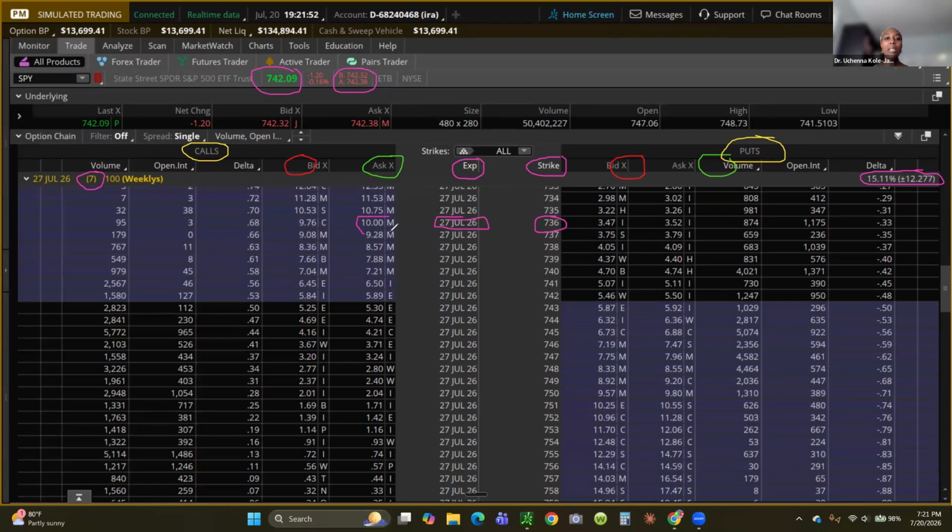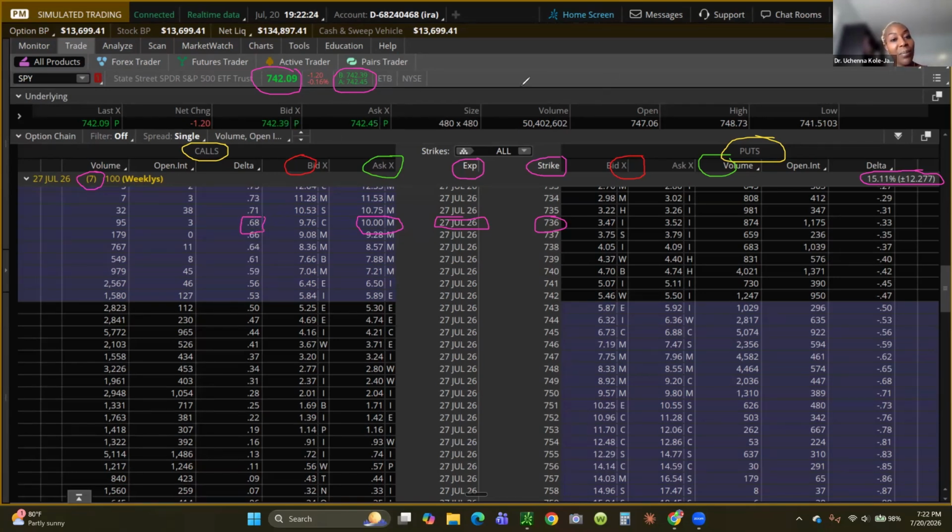It's going to cost me $1,000 to do that. And what exactly does that mean? So I bought the 736 strike. That means in order for my option to make money, with a $3 move, it's going to go from 742 to 745. I'm still in the money. I'm still making money. How much money am I making? I'm making about $68 for every dollar move.